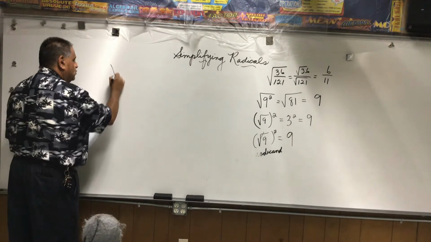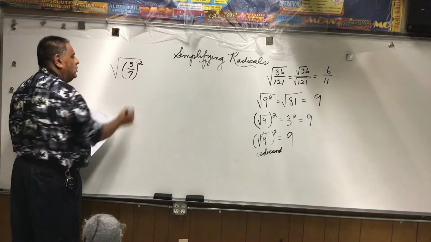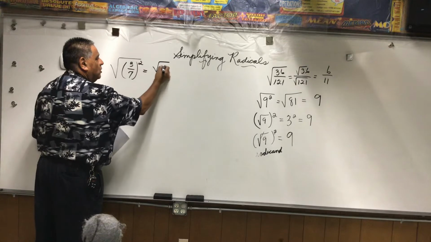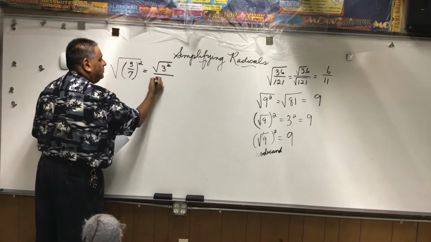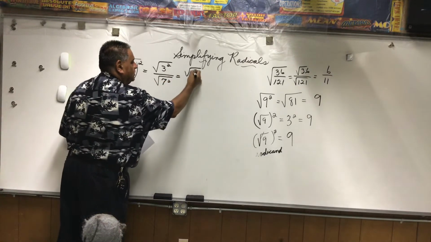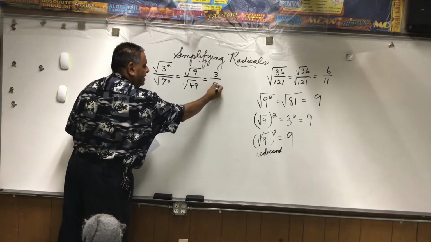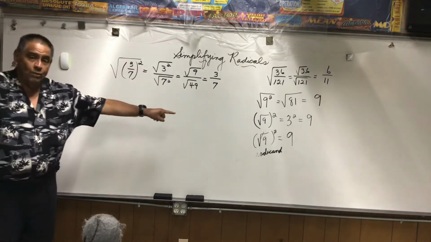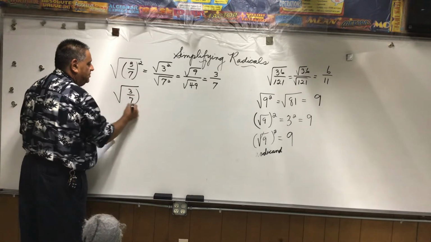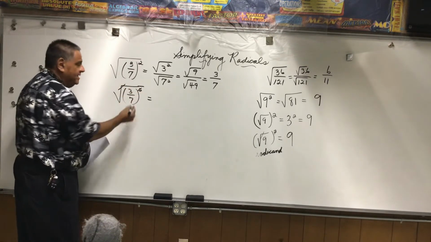The square root of a fraction, the square root of 3/7 quantity squared. Technically, that means the square root of 3 squared over the square root of 7 squared, which is the square root of 9 over the square root of 49. The square root of 9 is 3, and the square root of 49 is 7. Based on what I told you a few minutes ago, this could be rewritten as the square root of 3/7 quantity squared, where the square root and squaring are opposites. They cancel each other out.